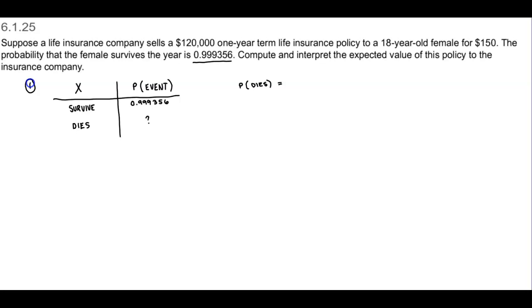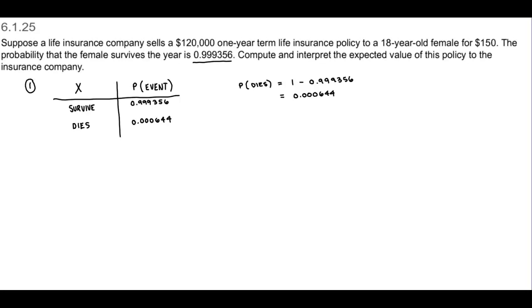So if we're looking for this number here, we're going to take 1 and subtract the previous probability, which is 0.999356. If we subtract that, we end up getting the probability 0.000644. So now we can erase this and put in the probability we just got. The probability of the person who dies is 0.000644.